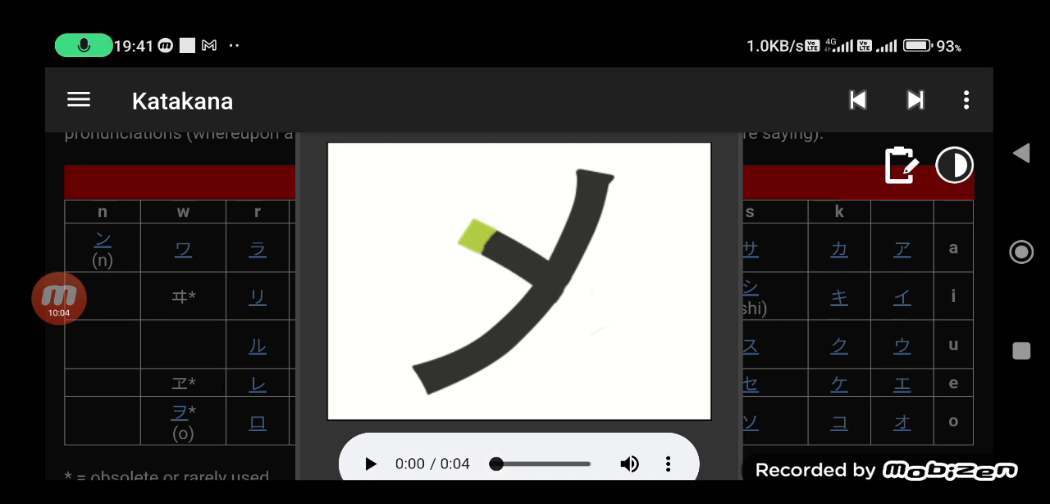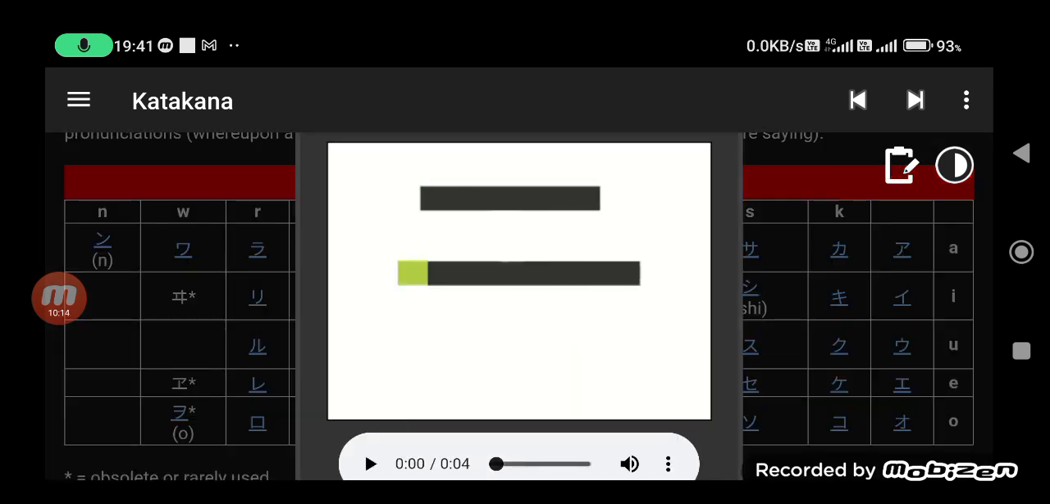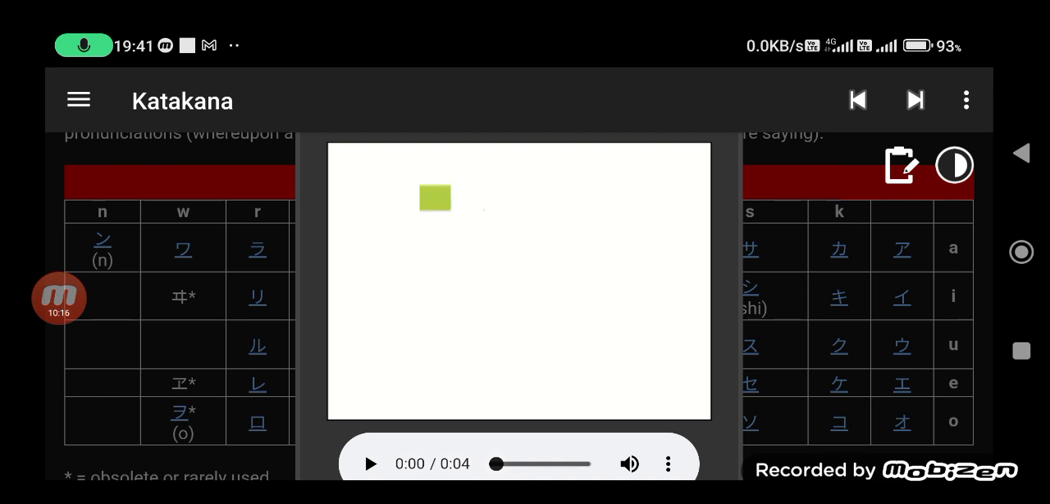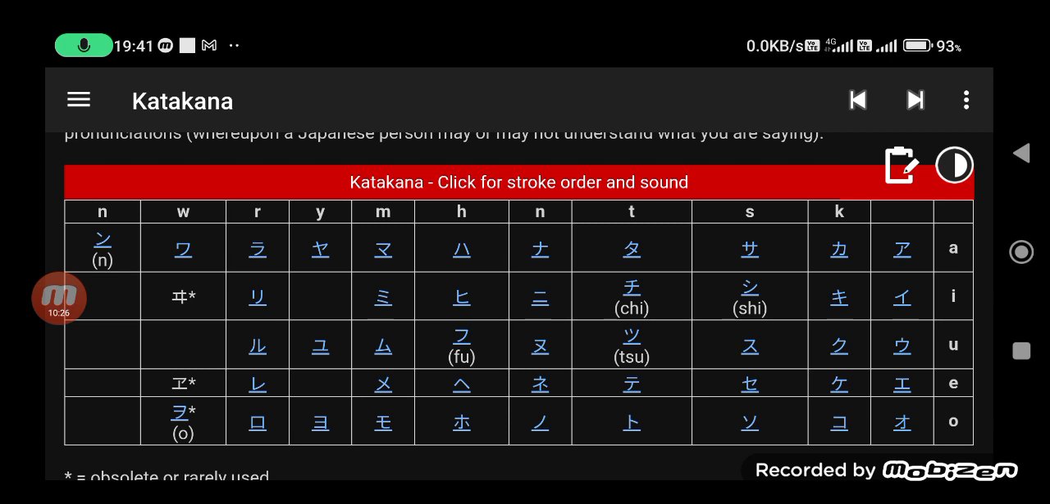Please remember the starting point and the directions and the order. This is me. This is the mo. 3 strokes, mo. 1, 2, 3. Again. 1, 2, 3. Okay. Mo. This is the ha.